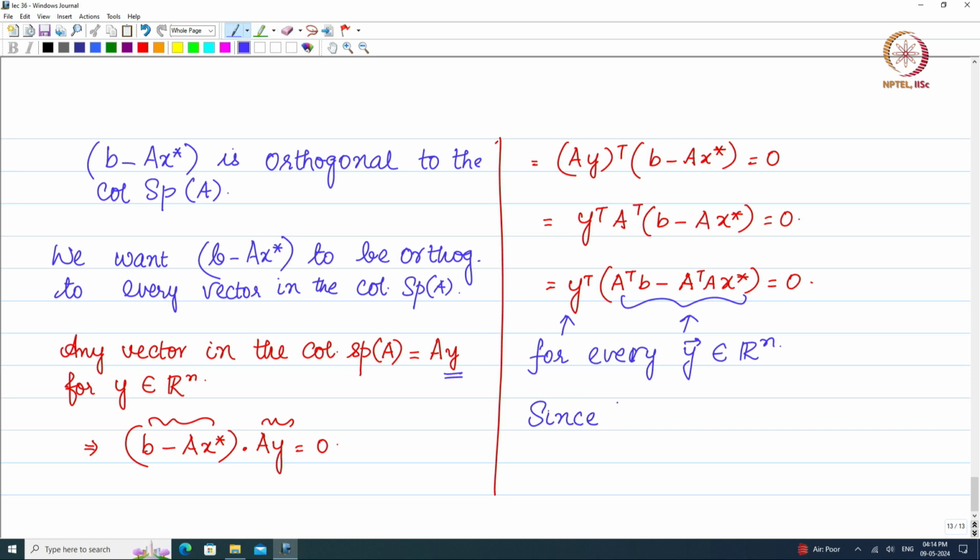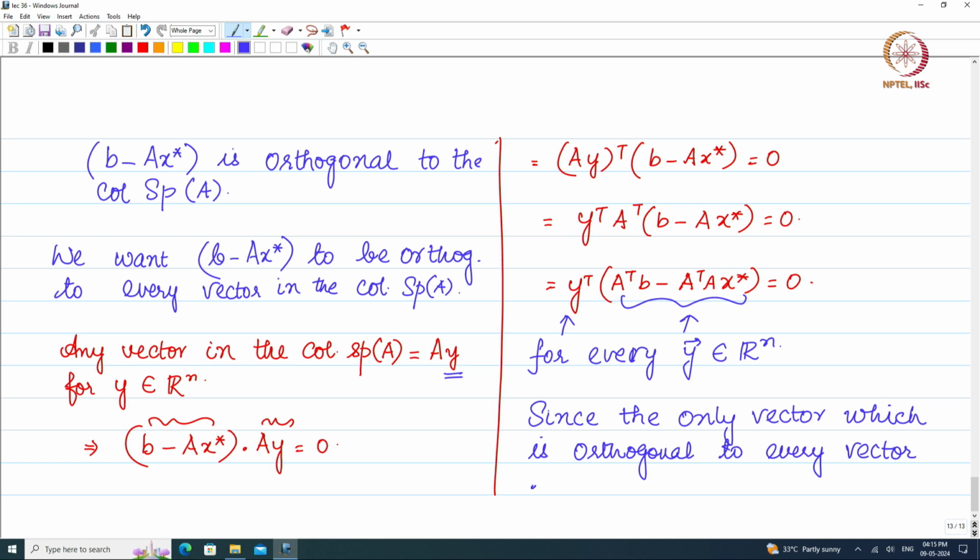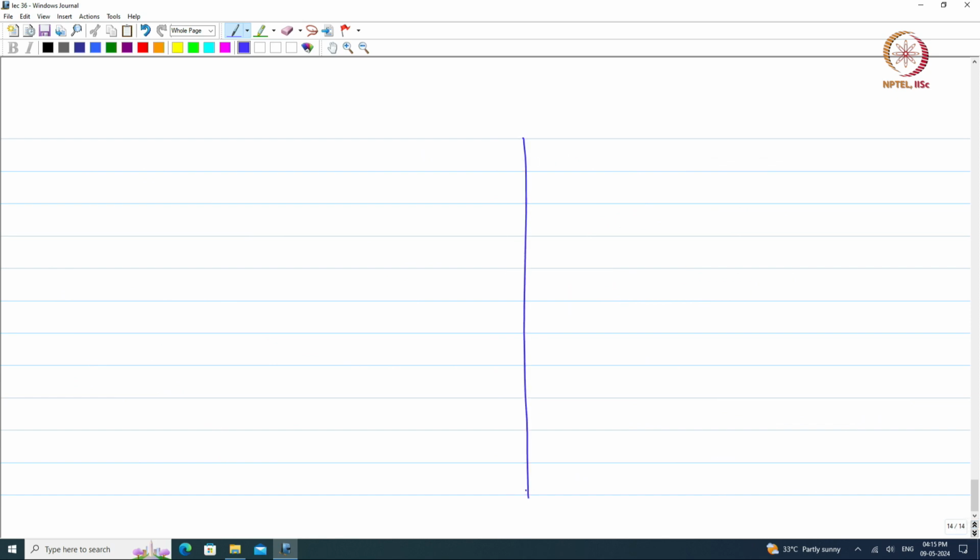Since the only vector which is orthogonal to every vector in Rn is the 0 vector, we have A transpose B minus A transpose A X star equal to the 0 vector, right, which implies we have A transpose A X star is equal to A transpose B.